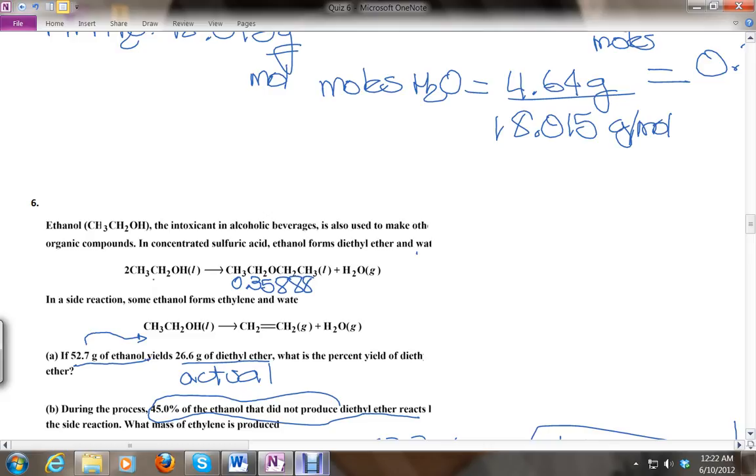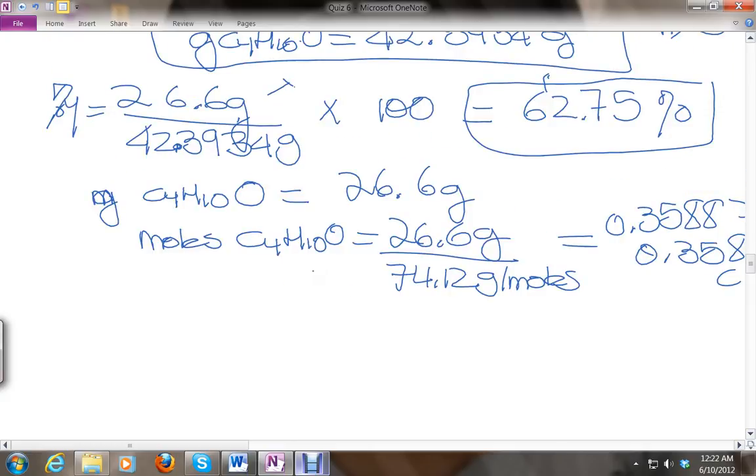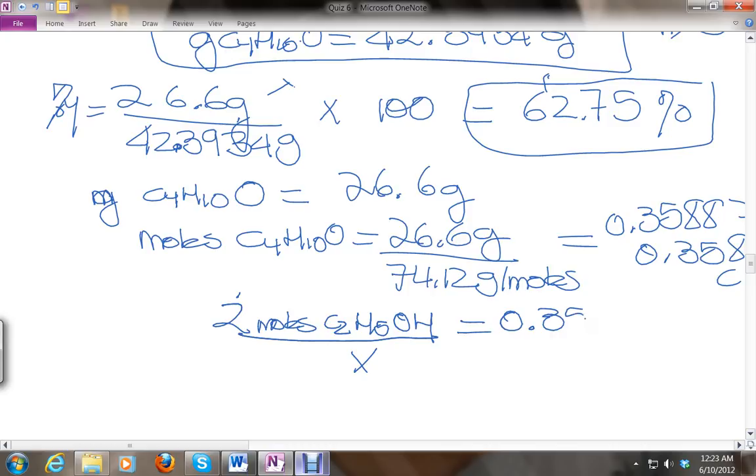How many moles of ethanol then are really reacting? So now you have to multiply by 2. So 2 moles of C2H5OH. You want to determine how many really react. 0.35888.